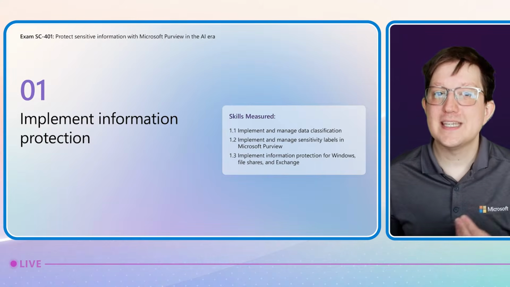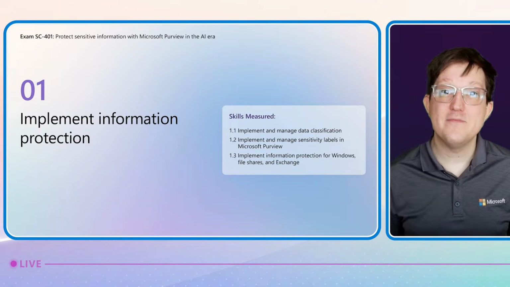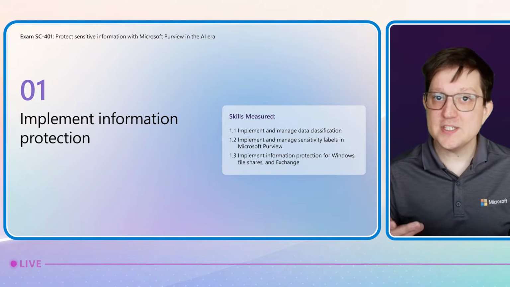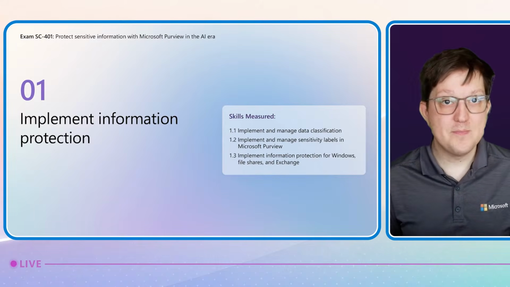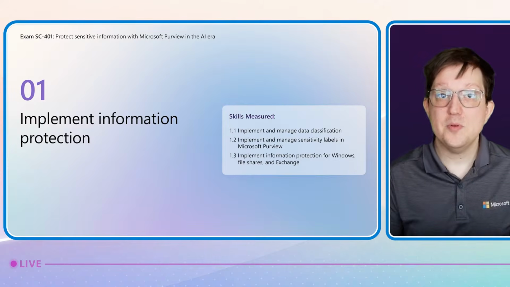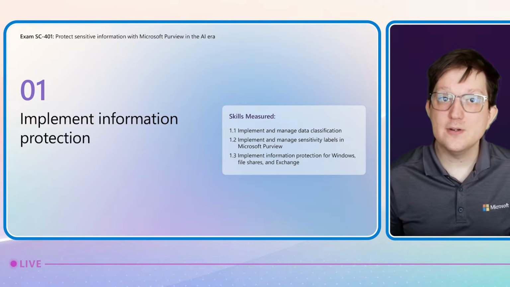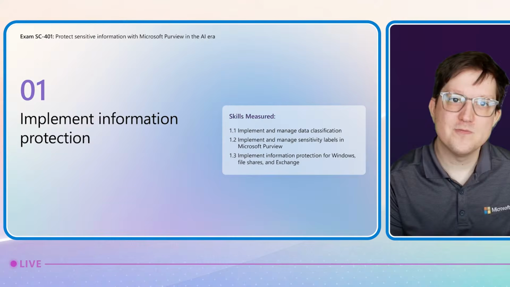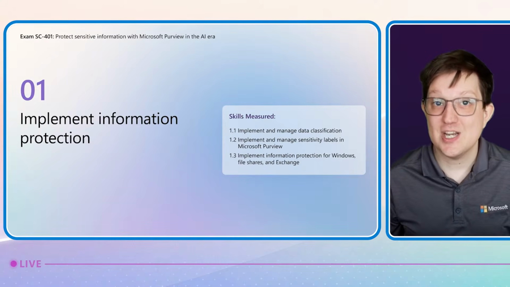So without further ado, let's kick off into Objective 1, Implement Information Protection. There are 3 subdomains we're going to be covering here: implement and manage data classification, implement and manage sensitivity labels in Purview, and implement information protection for Windows, file shares, and Exchange.